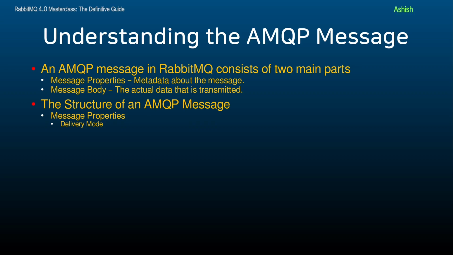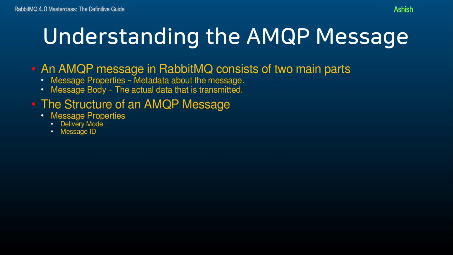Message properties are used to provide metadata about the message. These properties give the message context and allow both the producer and the consumer to manage and process it more effectively. Common message properties include delivery mode, which can be transient or persistent. Transient message is not persistent, and if the broker crashes, the message could be lost. However, persistent message is written to disk, ensuring that it survives broker restarts.